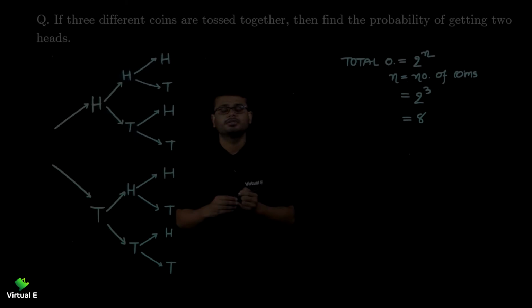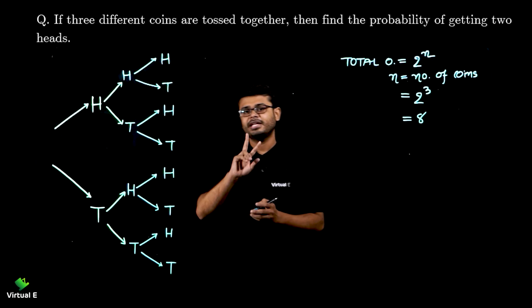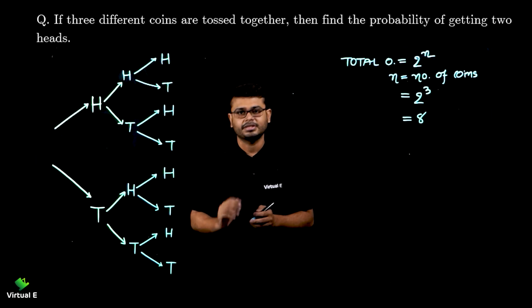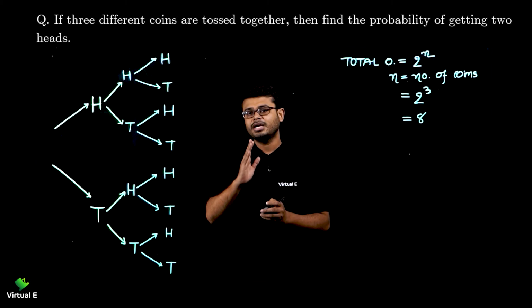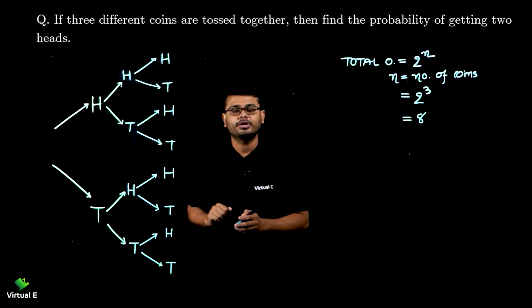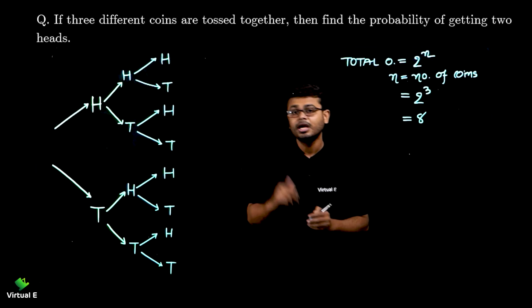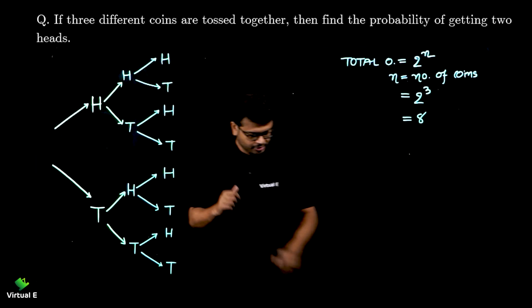If 3 different coins are tossed together, then find the probability of getting 2 heads. Okay. So we need to find the probability of getting 2 heads. No other information is given. So first of all, let's talk about the outcomes. How many outcomes are we going to get? We know there are 8 outcomes, but what are they? That's interesting. Okay, so let's start.